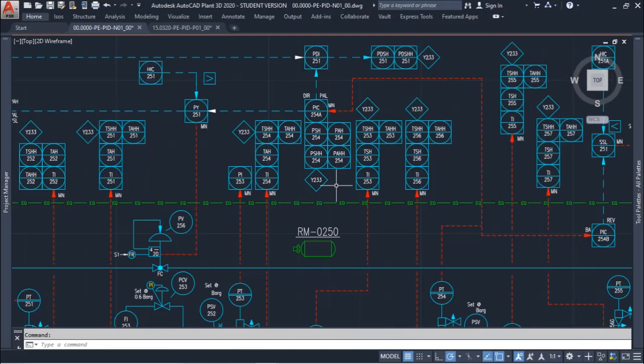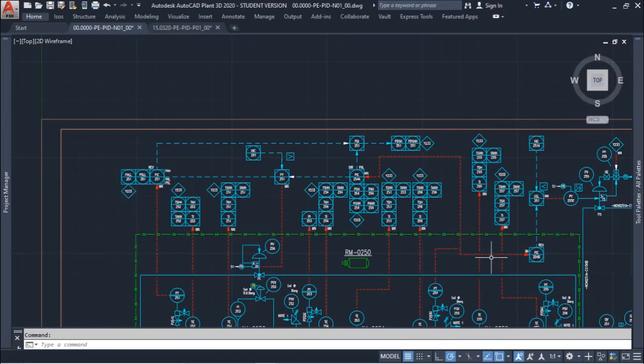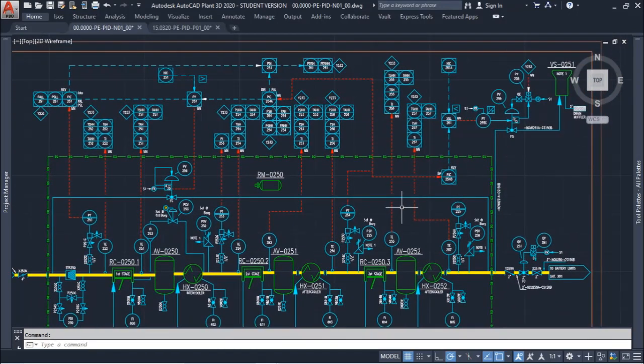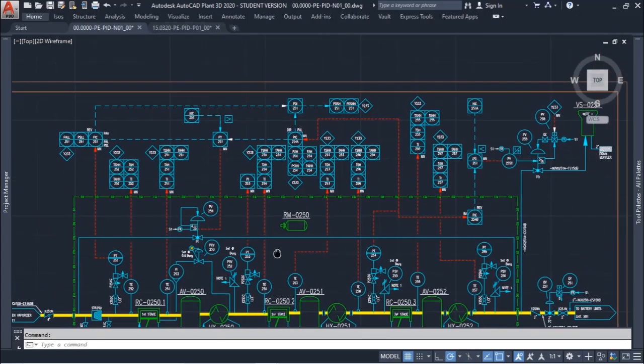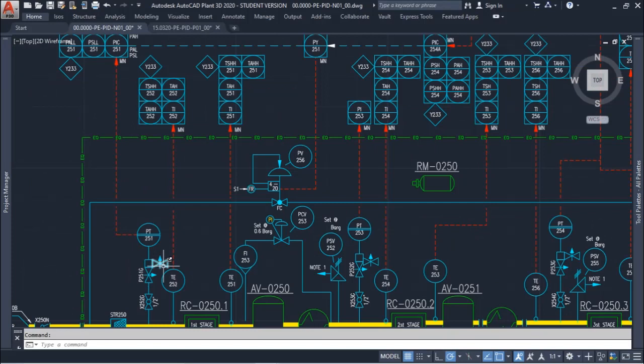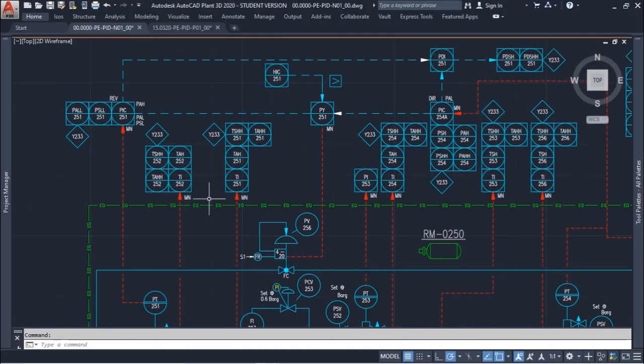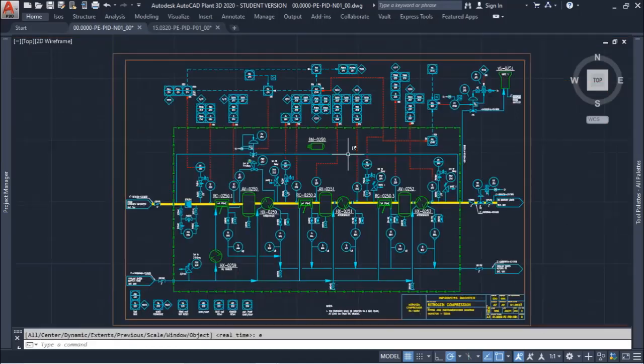And don't worry about the control philosophy in this screen or in this drawing, because I will talk about that further in another video. And right now I would like to tell you that you just need to be aware of the symbols that you see in the drawing and the legend that is shown also, to understand what is the information that you have in your drawing.